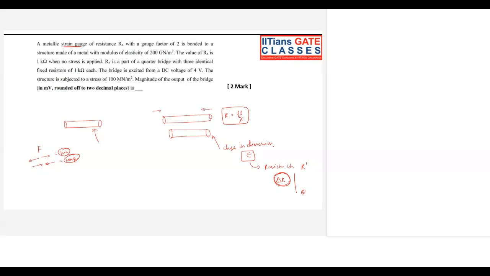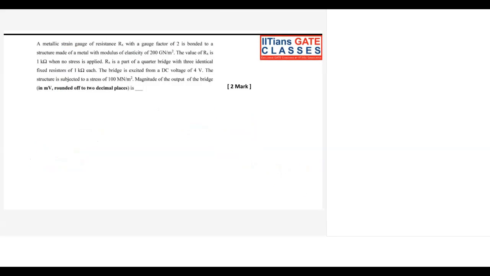So let us solve this question. Let me read it. A metallic strain gauge of resistance Rx with a gauge factor of 2. For this strain gauge, the gauge factor they have given is 2, and it is bonded to a structural metal with a modulus of elasticity of 200 giganewton per meter square. So it is bonded to a structure made of metal. It means that the strain gauge is bonded to a metal.